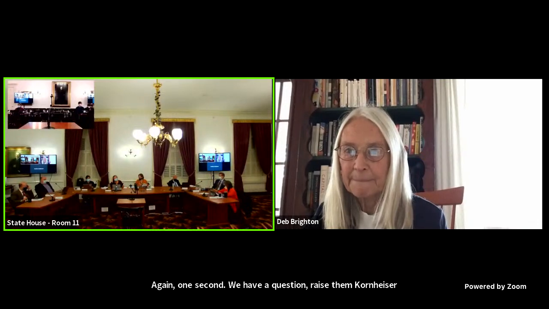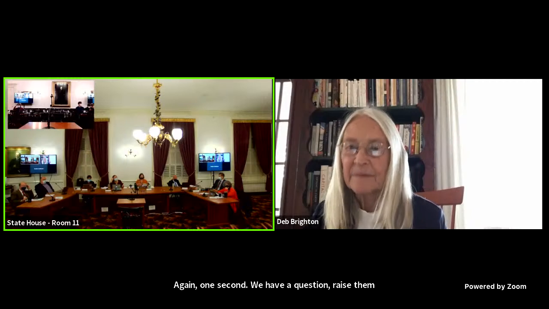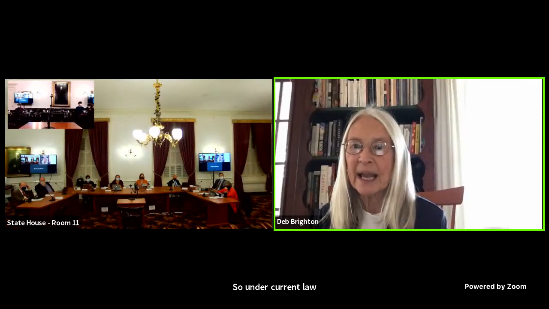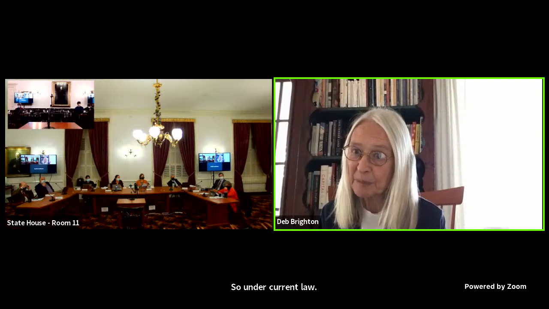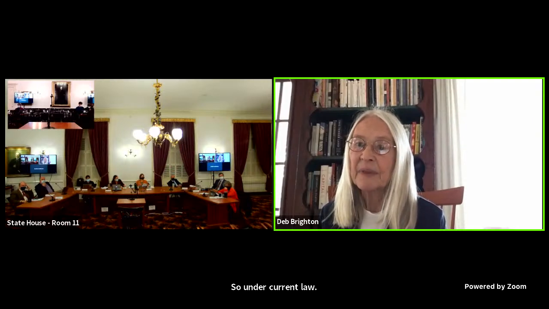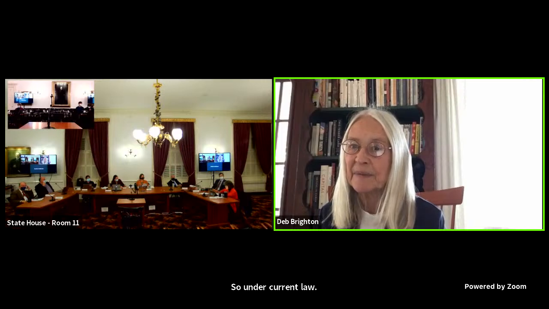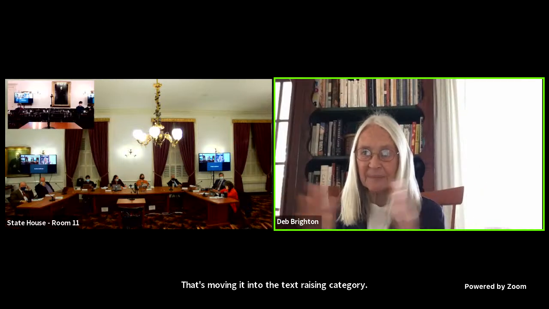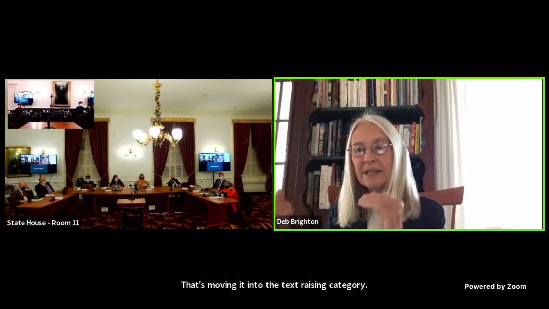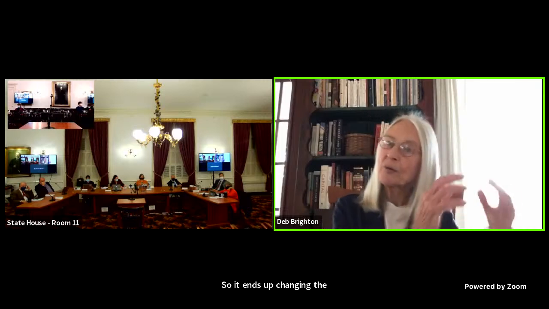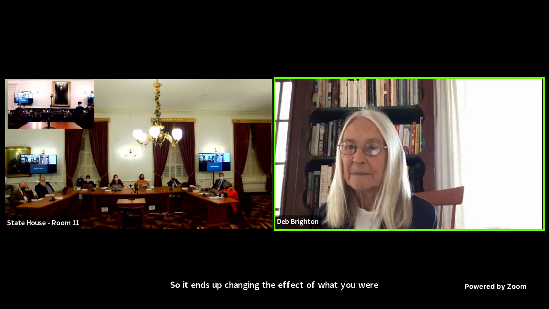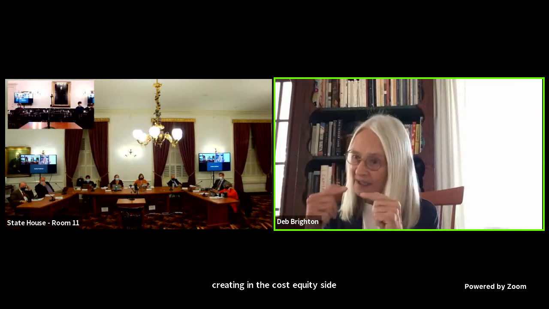Representative Kornheiser: Can you explain one more time what you mean when you say when you mush the two together? Yeah. So under current law, when we change the equalized pupils, that's moving it into the tax raising category rather than keeping them separate. So it ends up changing the effect of what you were creating on the cost equity side. And it almost works against itself.